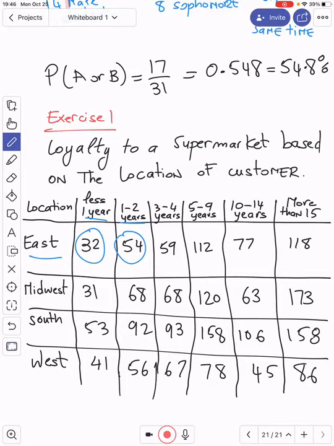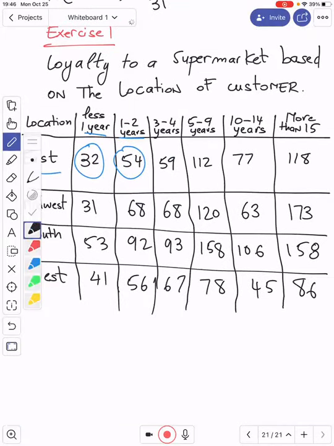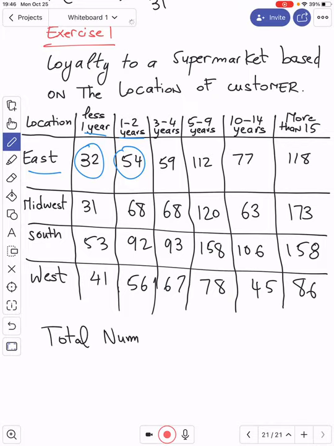Actually, the total number of customers is 2008. So let me just say here, the total number of customers, or the size of the sample, is 2008. Okay. So again, what I mean by this 2008 is the total number of customers. So this is the 32 plus the 54 plus the 59 plus 112 plus 77 plus 118 plus 31 plus 68, etc. Right? So the sum of all these numbers is 2008. Okay.